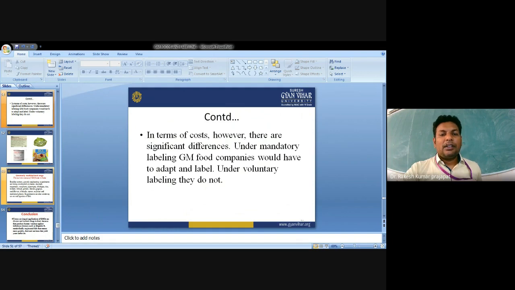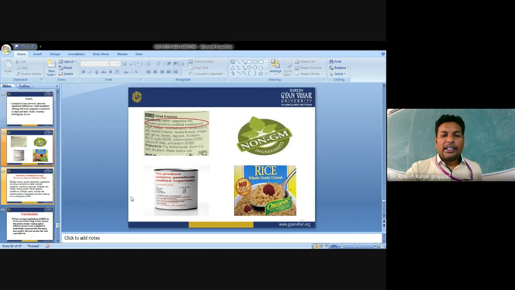So there are some expected economic effects of food labeling. Definitely, there will be some consumer reaction against that. There are some GM food products which contain genetically modified soybeans. So likewise, we have to label all the food products which are available in the market.